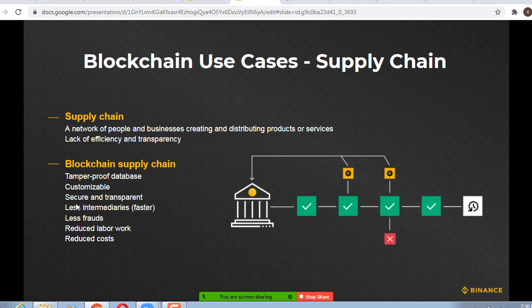That is number three, secure and transparent. Less intermediaries, and means it's fast. Less fraud, reduced labor work, and reduced cost. All of these are built in the blockchain supply chain. So it has a lot of advantages over the traditional supply chain. So if you want to distribute goods and services and you use the blockchain supply chain, you will easily get what you want, or easily get to your final consumer when doing your supplies.